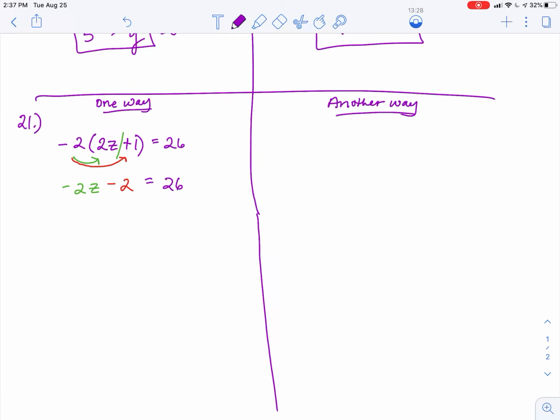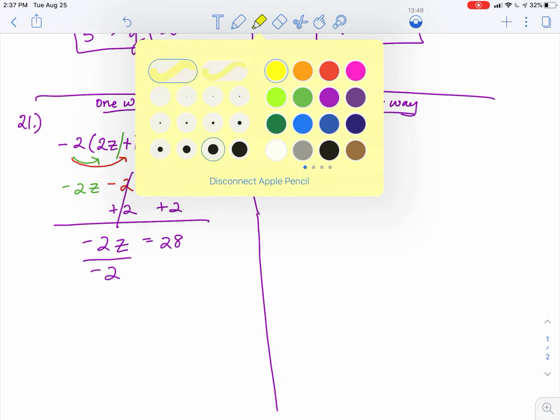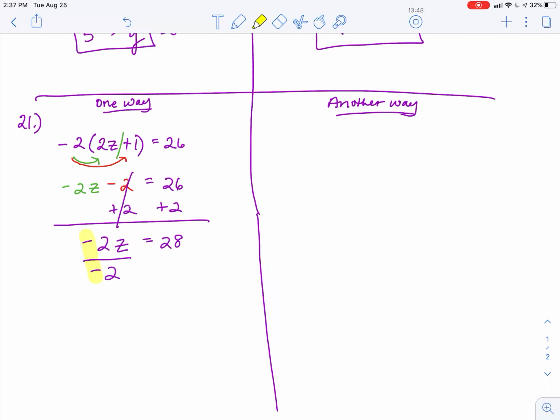All right, so here's what we're left with. -2z minus 2 equals 26. Now we're in the format that you guys are very used to seeing, and I'm going to go ahead and just work through this. So I have -2z equals 28. I'm going to divide by negative. Remember, this is something I did point out today. Always remember that you want to divide, include the sign there as well, so that your z will turn up positive.